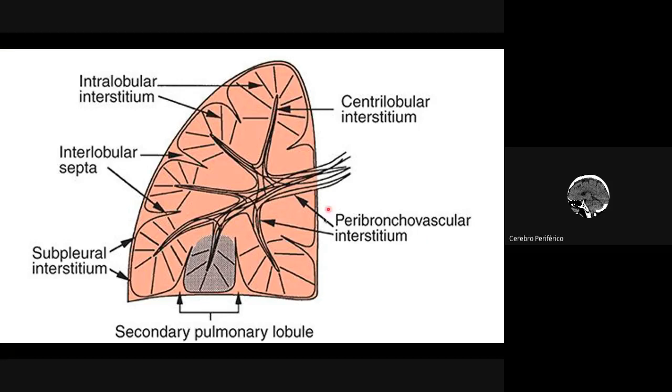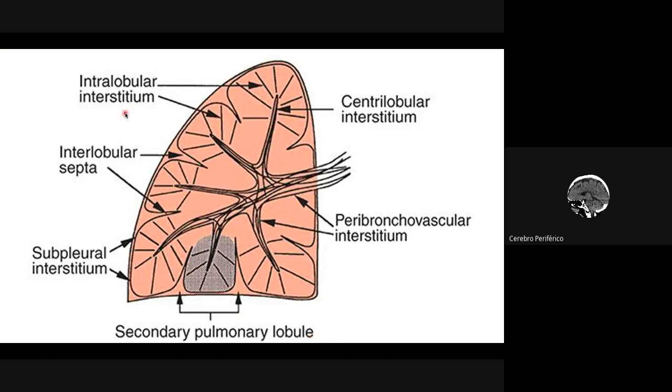We have the peribronchovascular interstitium, which ends on the centrilobular interstitium. And then we have the intralobular interstitium, which divides all the parenchyma inside the secondary pulmonary lobule. Remember that the secondary pulmonary lobule is the functional unit of the lung.